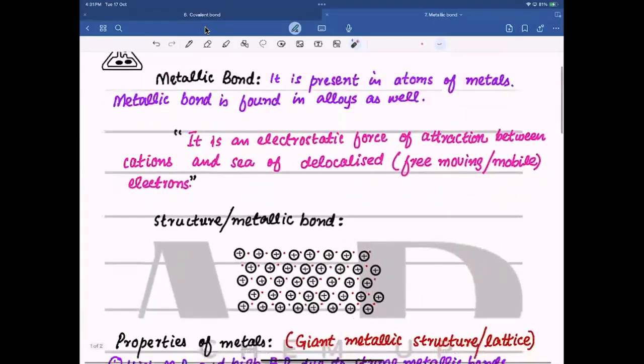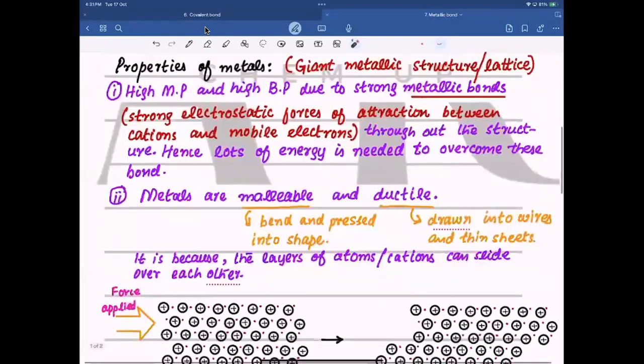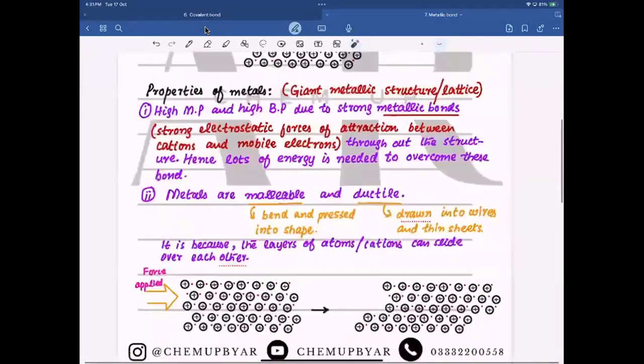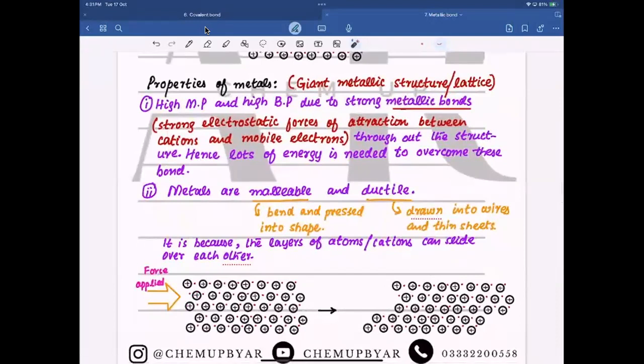Yes. Okay. Now, these are the properties of metals that examiners usually ask. So first understand, then note it down. The first one, you need to remember that metals have a giant metallic structure or giant metallic lattice. If they have a giant metallic structure, it means their melting point and boiling point are very high. And why? The reason is that there are strong metallic bonds throughout the structure, and due to these strong metallic bonds, a large amount of energy is needed to overcome them.